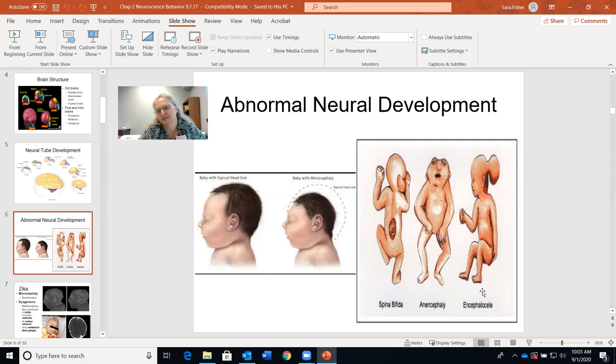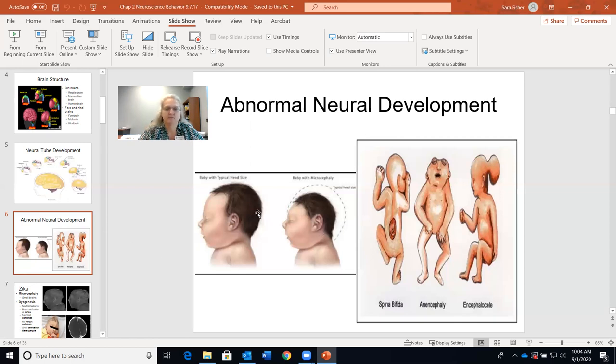Another example is an encephalocele, which is similar, kind of like spina bifida, except in this case the neurological tissue, the actual brain, is formed outside the skull. Skin may cover it, but the bone doesn't cover the brain. In most cases, this is repairable. I understand they're actually repairing some of them in the womb.